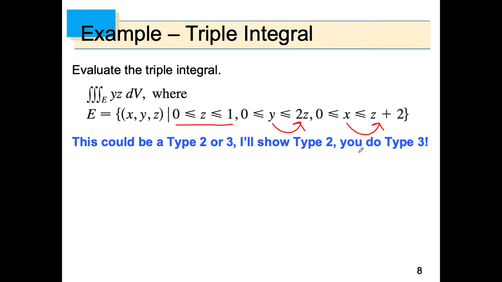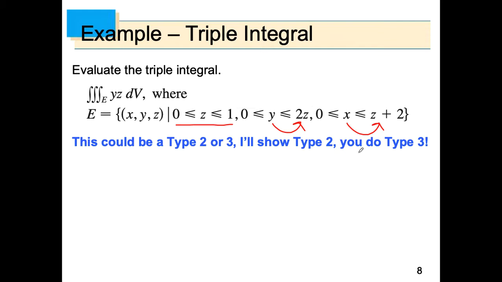So what I'm going to do is show you how to do this using type 2. What I highly, highly, highly recommend you do is redo this problem yourself as a type 3. And if you do this as a type 3 and get the same answer as me, then you're on your way of figuring out how to do a triple integral in the early stages. So I'll do a type 2.